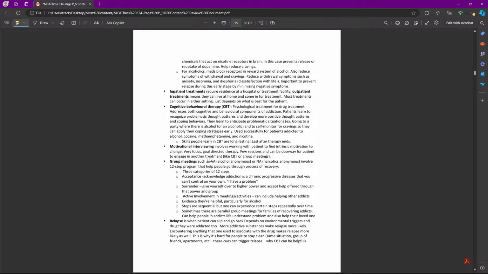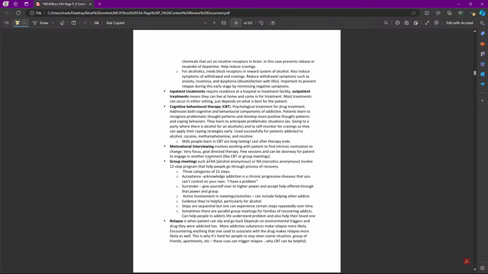Inpatient treatments are when they're in the hospital or treatment facility. Outpatients are when they're at home, which makes sense. If you're an inpatient, that means you should be in a hospital. Outpatient, you're at home because you're outside of the hospital. Most treatment occurs in either setting, depending on what is best for the patient.